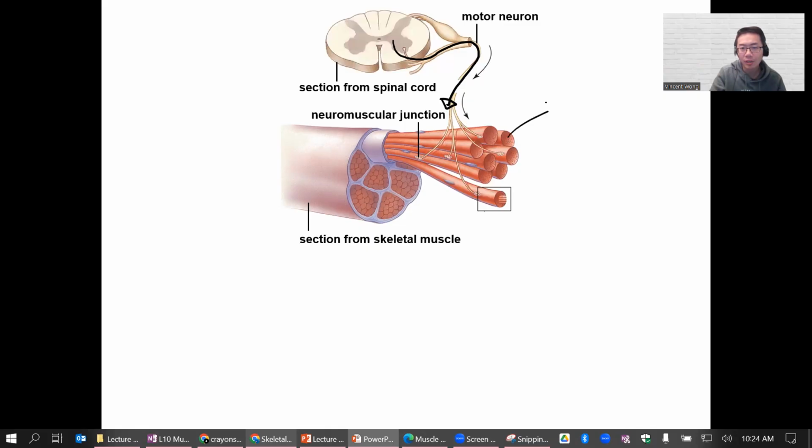Okay, these are individual muscle cells. The motor neuron spreads out towards the axon terminal. It spreads out into multiple connections that connect to a bunch of muscle fibers. So it's not like one motor neuron to one muscle fiber. We won't have enough neuronal connections to do that.